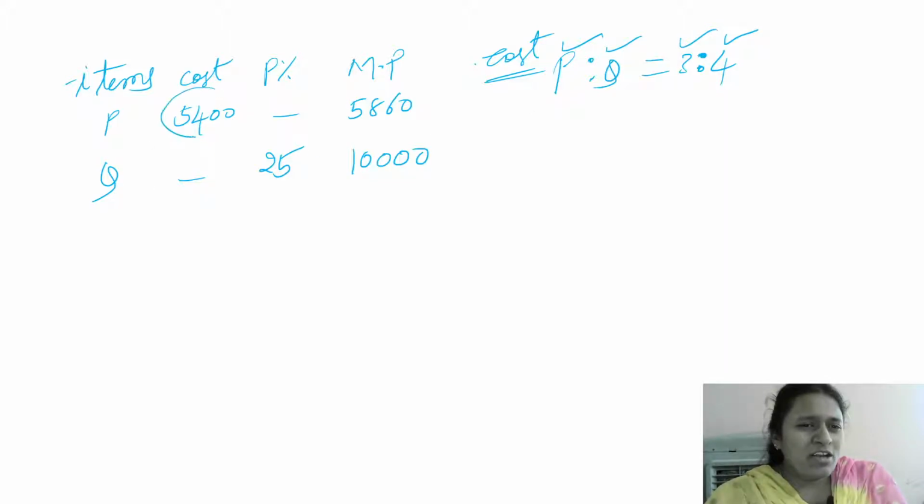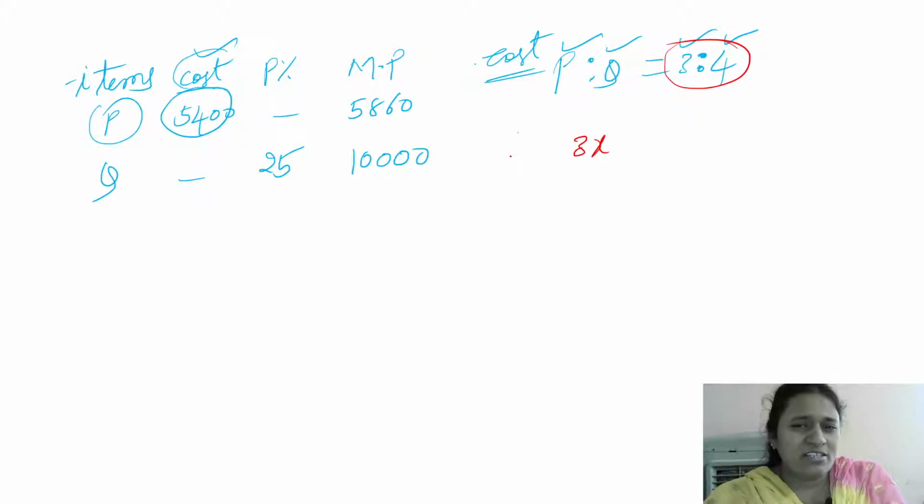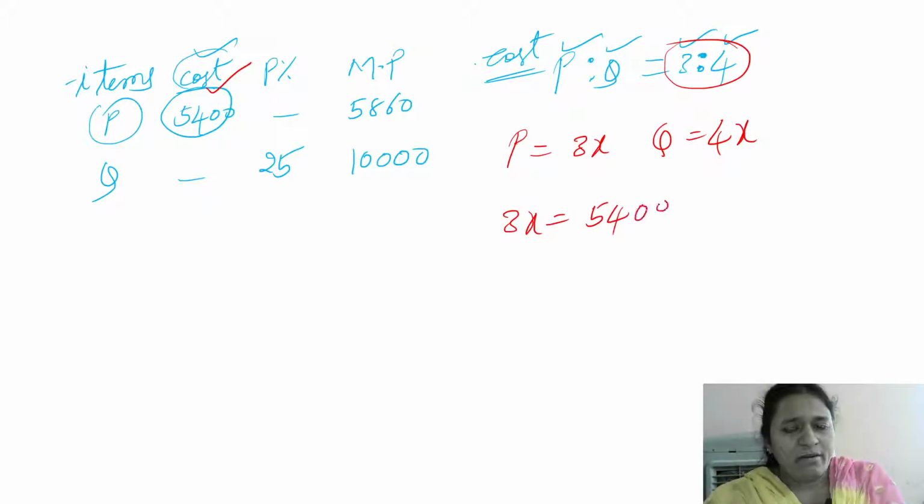We know the cost of item P. That's why we can equate. Because this is a ratio, I am splitting this ratio. I am just considering 3x as the cost of item P and 4x as the cost of item Q. We know the actual cost of item P, so we can equate this, right? 3x is equal to 5400. That means x is equal to how much? 1800.